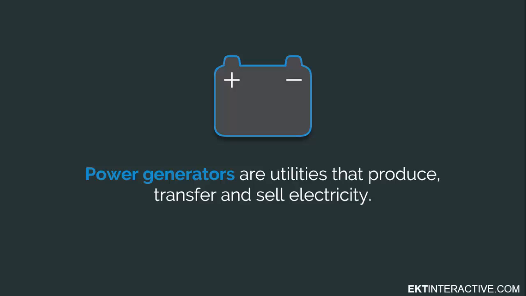Finally, power generators are utilities that produce, transfer, and sell electricity. Power generators, the largest sector of industrial sector users, burn natural gas and other fuels to produce electric power. A gas-fired power plant has much lower emissions of carbon dioxide and nitrous oxides than coal or oil-fired plants.